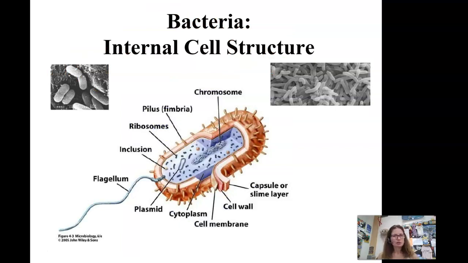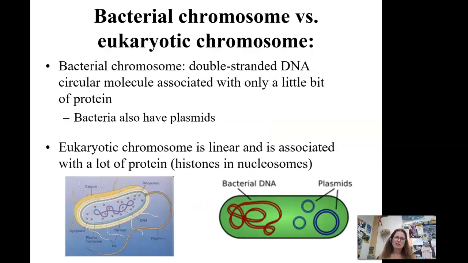So starting with the internal structure of a bacteria, what are some things we need to know about bacteria on the inside? We need to know that there is a difference between the types of chromosomes that bacteria have versus eukaryotic cells have. So there are two distinct differences, and you're going to be expected to know these two differences. The first being bacterial chromosomes are circular, whereas eukaryotic chromosomes are linear. In terms of similarities, both are double-stranded. However, their shape is different.